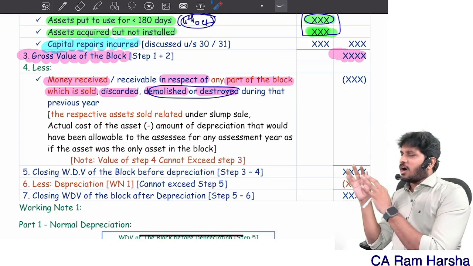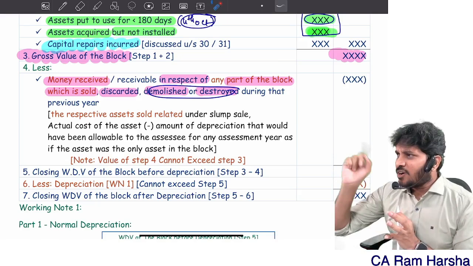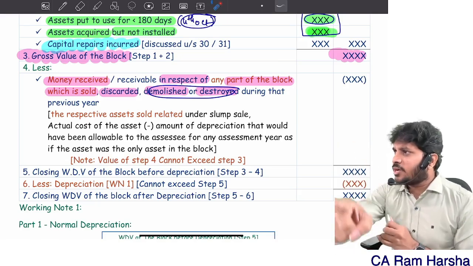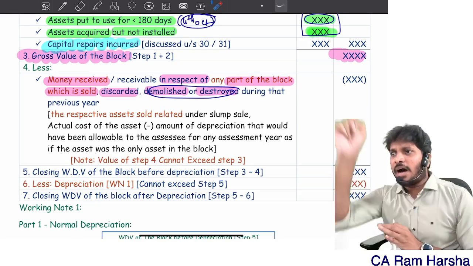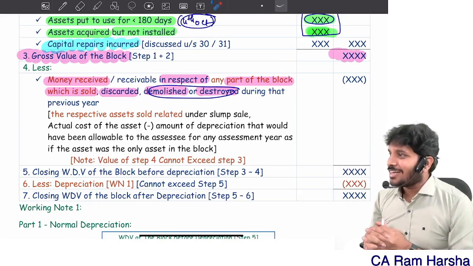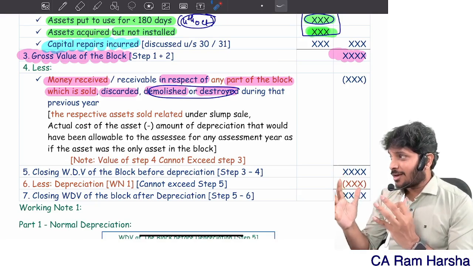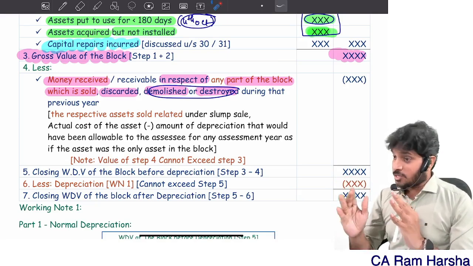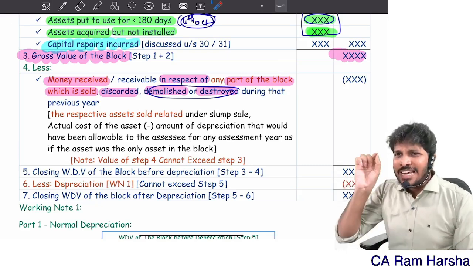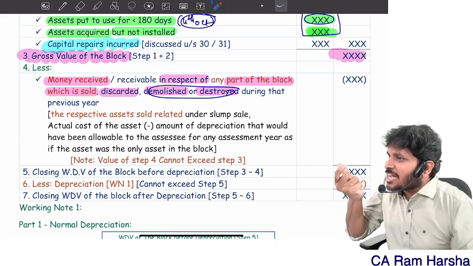Sir, from the block, some asset is sold. We don't call it an asset sold in the block. We call it a part of a block sold. Now tell me, when we are calculating depreciation and values, everything block wise, not asset wise, will I have any breakup?